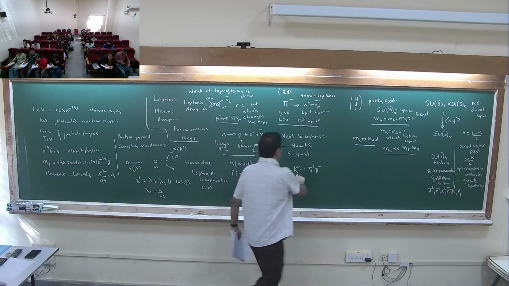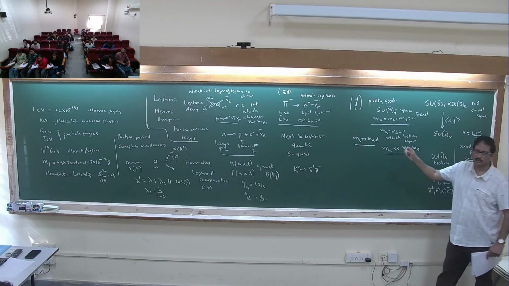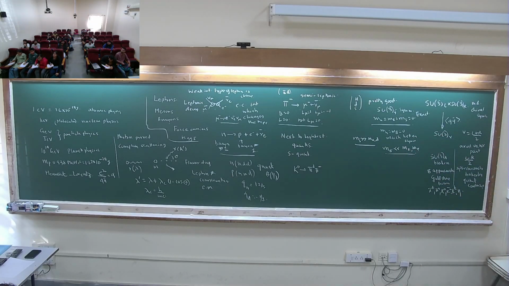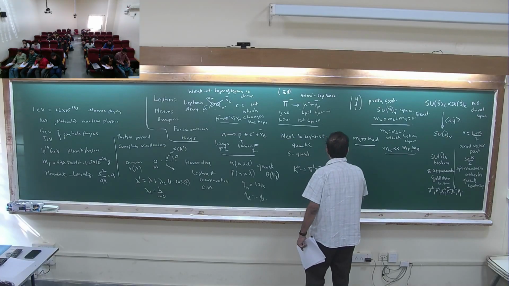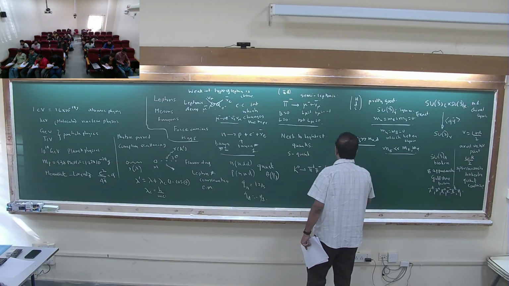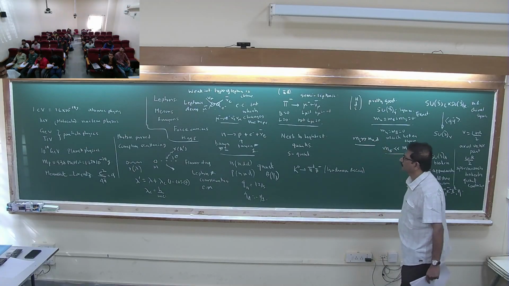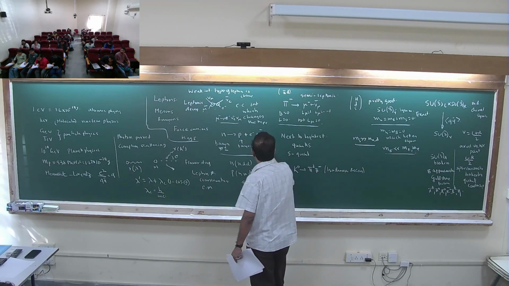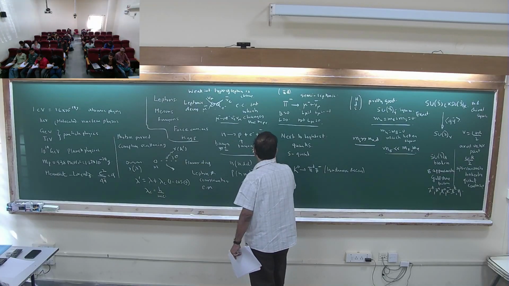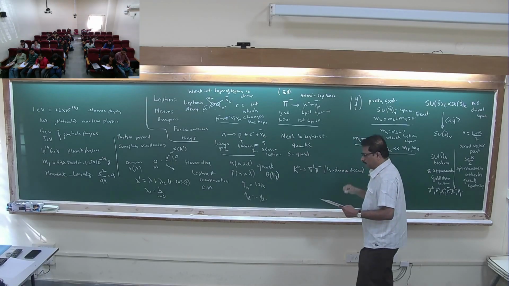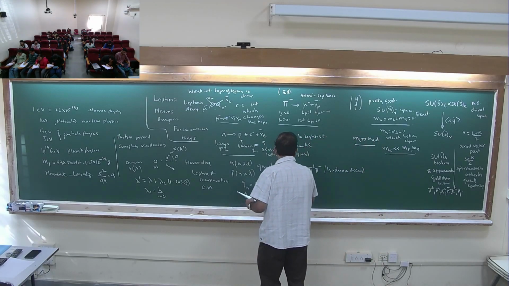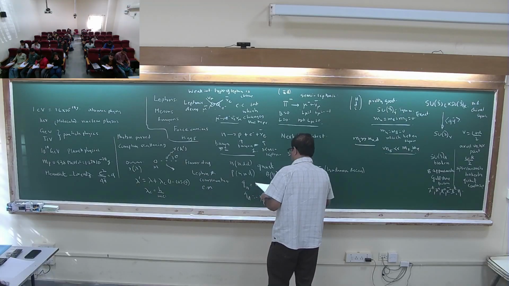Now, give me a name for this. In analogy to what I have written over there, give me a name for this. Hadronic decay. Obviously, this is also semi-leptonic. Now, K plus goes to pi plus pi minus also.